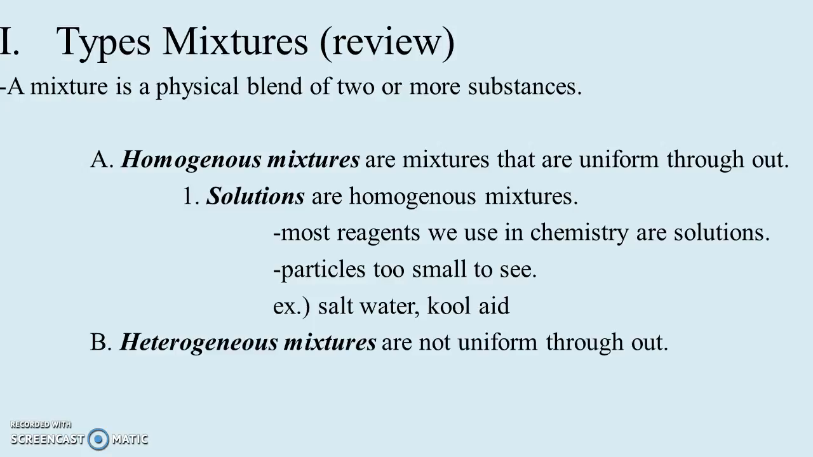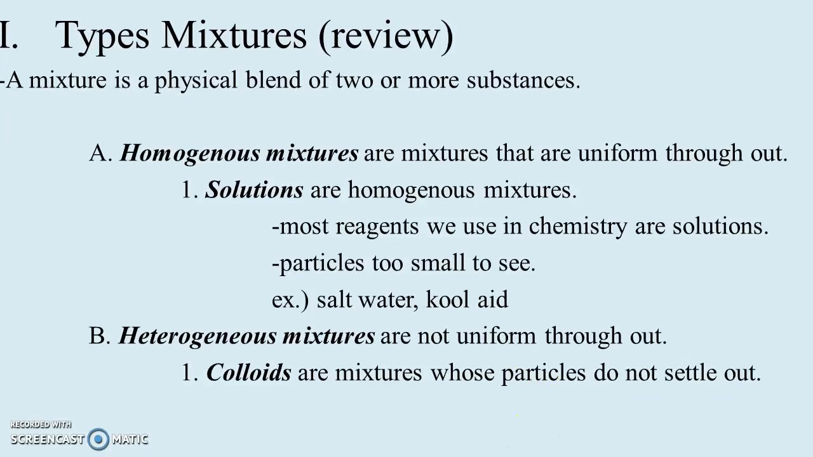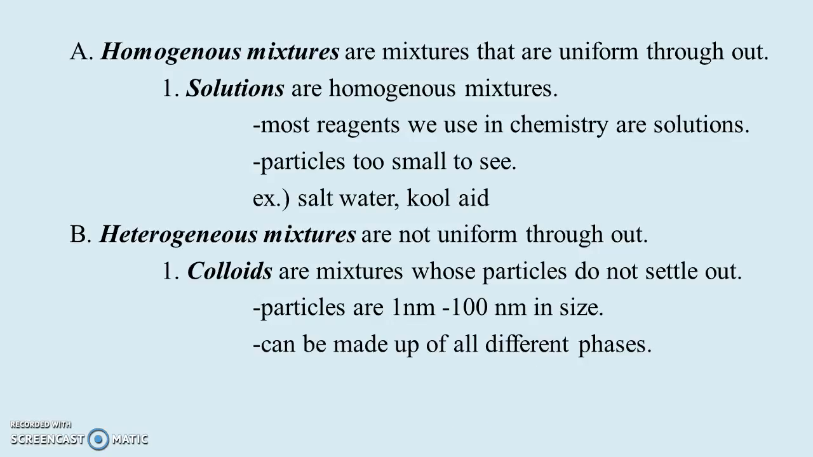Heterogeneous, hetero meaning different, is not uniform throughout. And there's a couple types that we need to talk about that we haven't talked about before. So a colloid is the first kind. These are mixtures whose particles don't settle out. They have large particles, but they don't settle out. So their particles are between 1 nanometer to 100 nanometers. So that's still really, really small. Like you wouldn't see a particle, but it's enough to scatter light, which we're going to talk about.